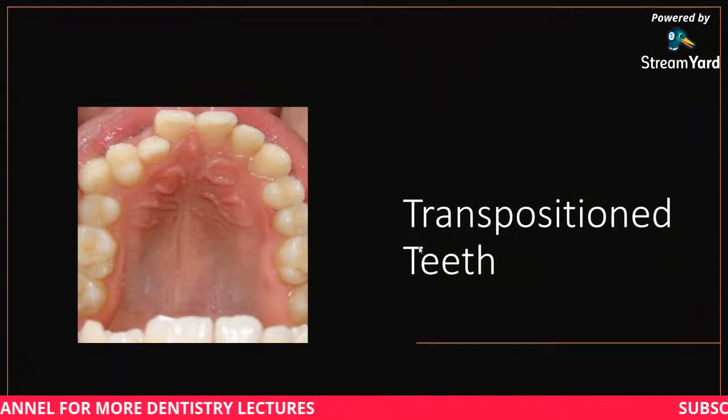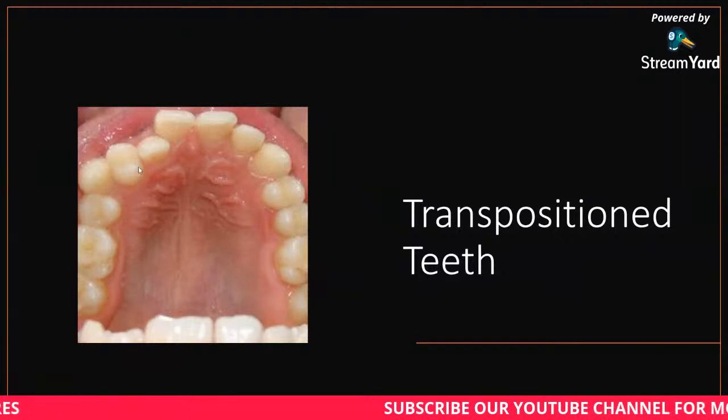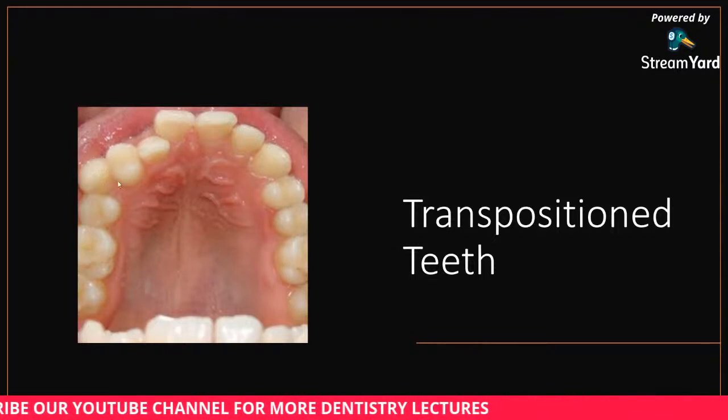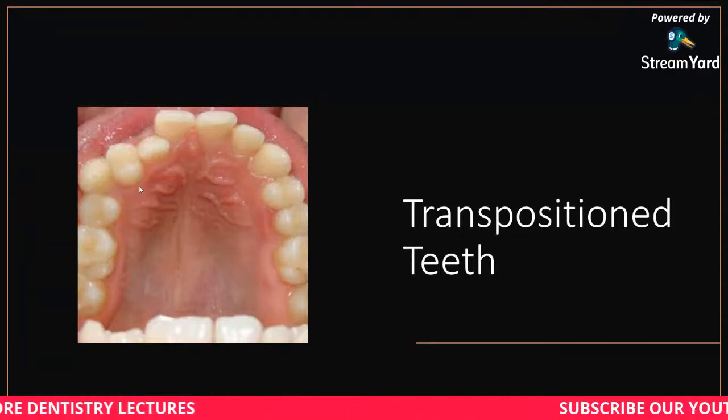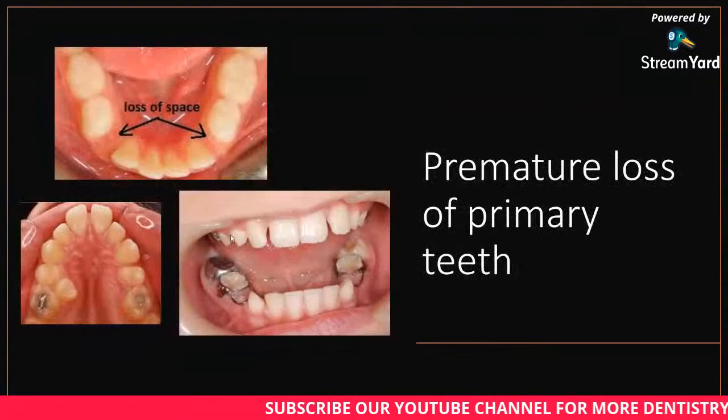Transpositioning, or transposed teeth. Very frequently, the transposed teeth are the maxillary canine and maxillary first premolar. It means that they erupt in place of each other. They change places. That is known as transpositioning. And definitely, it also causes a malocclusion.